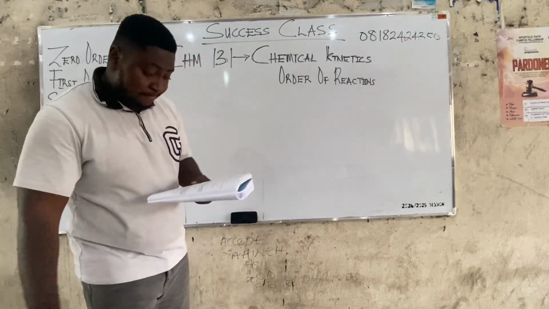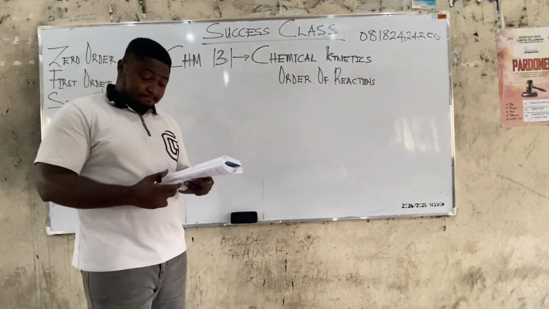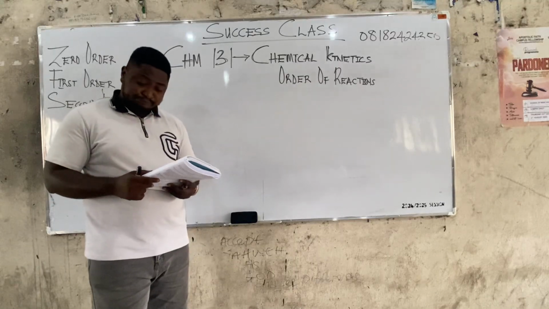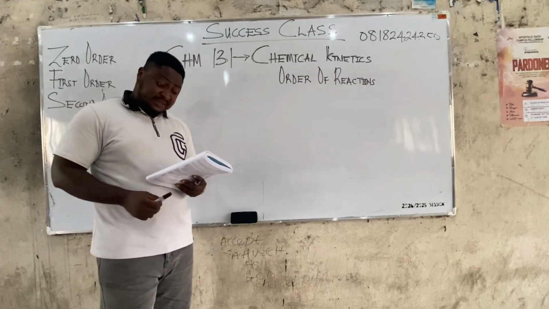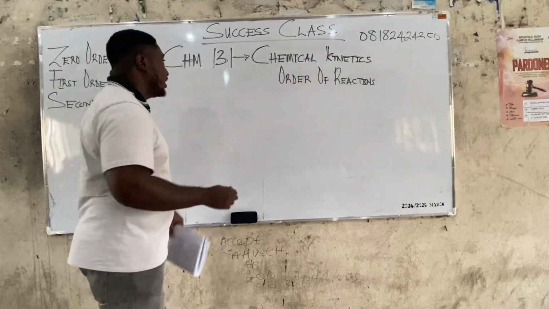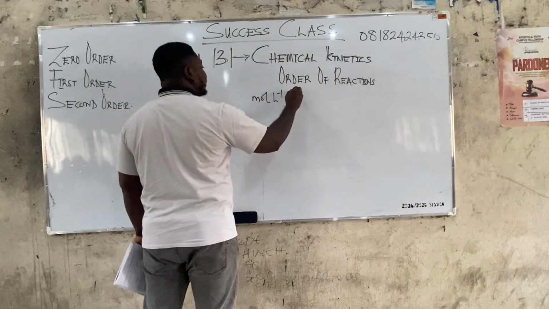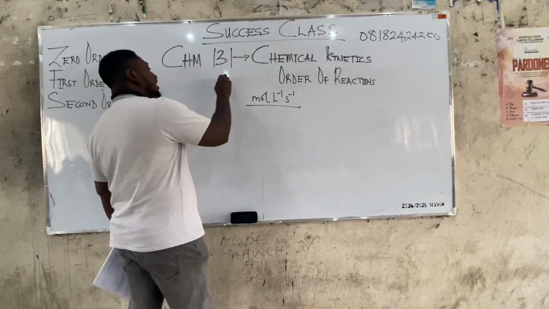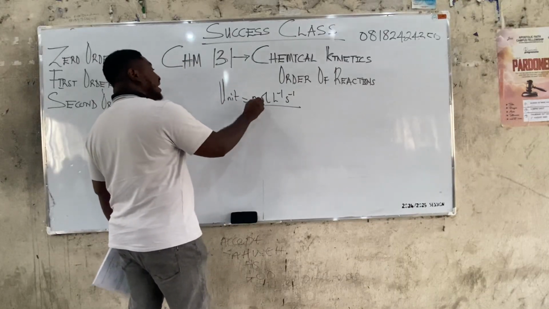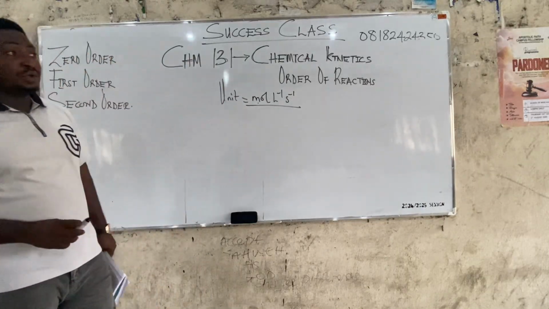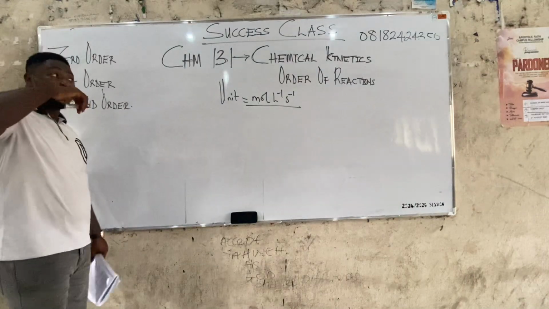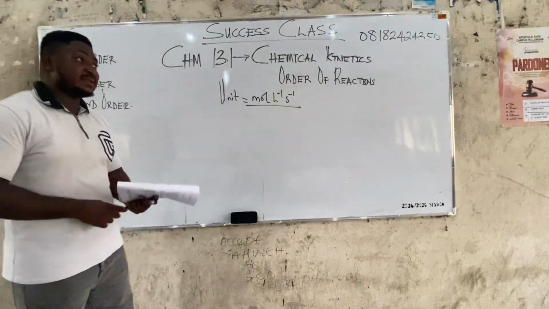Class, follow me. Note that the units of a zero order reaction are expressed as mole per liter per second. This is asked in the exam. Please take note. Unit of a zero order reaction is expressed as mole per liter per second.